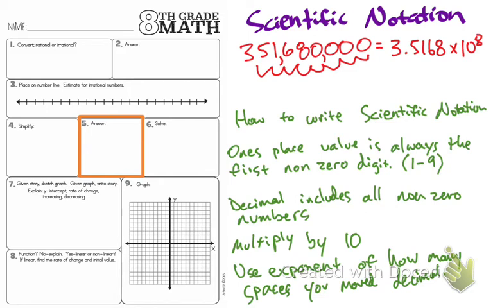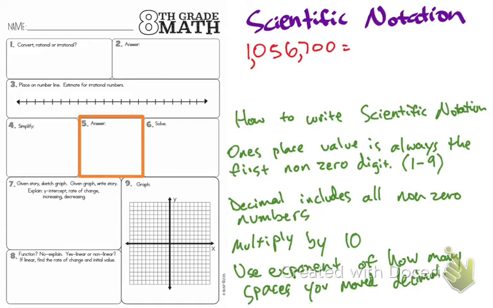Now I wanted to look at another example, and this talks about that exception that I described a moment ago. Remember, we're going to always include the first non-zero digit. In this case, there's a common mistake that some students make.